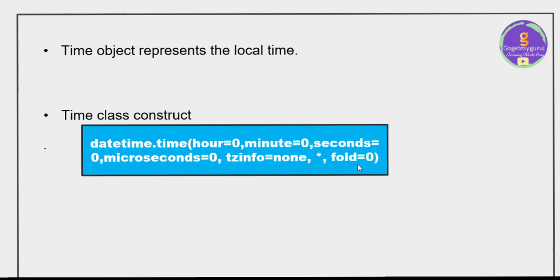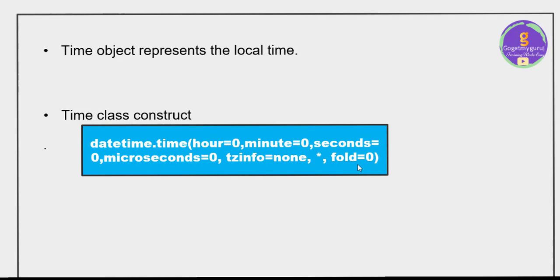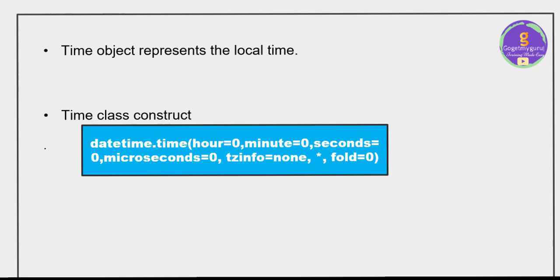Fold is nothing but a parameter. This parameter specifies reversing back of the clock. In countries which follow daylight saving time, at the end of the summer, clocks are reversed back by 1 hour. And what is this asterisk symbol? This is nothing but the splat operator. Using the splat operator, a tuple can be unpacked and a time object can be constructed. We'll be discussing this in detail.